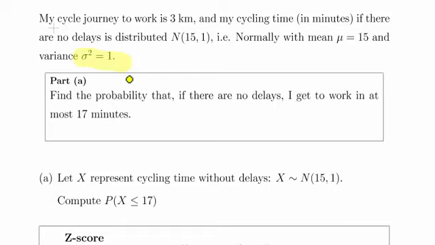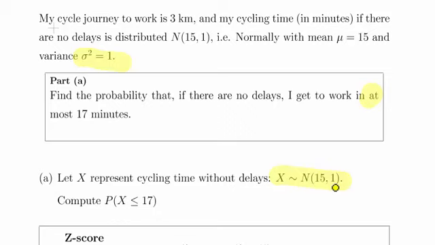Now watch out for the wording here. At most means 17 minutes or less, particularly if English is not your first language. Okay, so let X represent cycling time without delays. X is normally distributed with mean of 15, mu is equal to 15, and variance equal to 1. Remember, you always put in the variance there, so that's the variance 1, not the standard deviation 1. I'll come to that in a second.